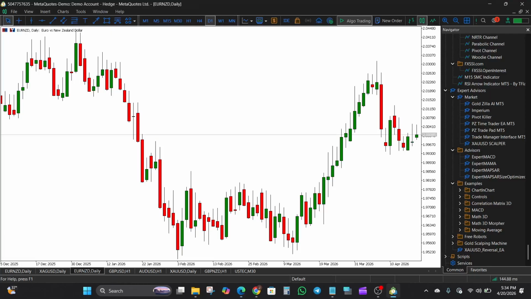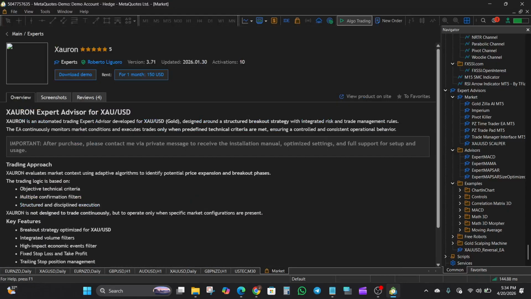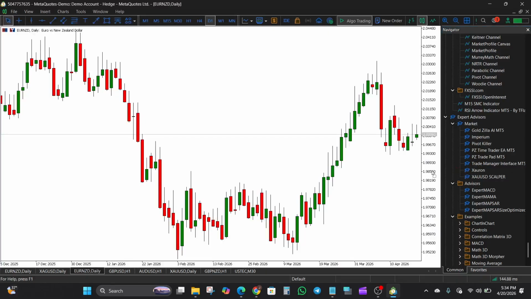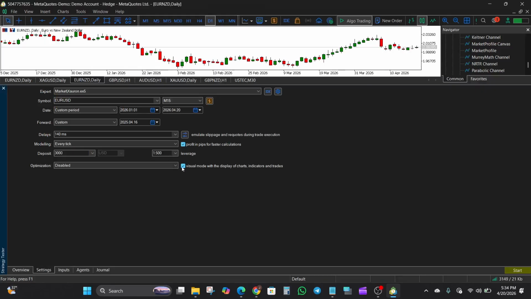From the description, by now we should already have an idea of how this EA is designed to operate. But the best way to really understand it is to see how it behaves in the strategy tester. We already added it to our navigator, and we're just going to test it immediately. We are going to be testing it over the period of 3.5 months, from the beginning of this year.